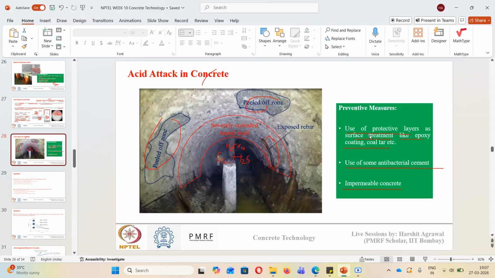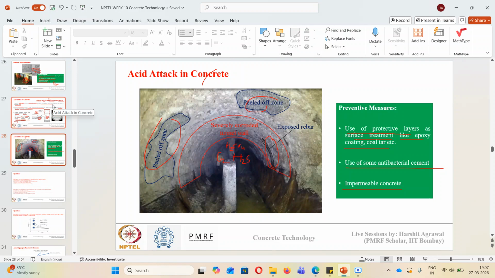How can we prevent this? By using a protective layer on the concrete surface, which can prevent the interaction of H2SO4 with concrete, or by using some antibacterial cement, which may delay the reaction of H2SO4 with cement hydration products, or by making concrete impermeable by using HCMs or by using a higher grade of concrete.